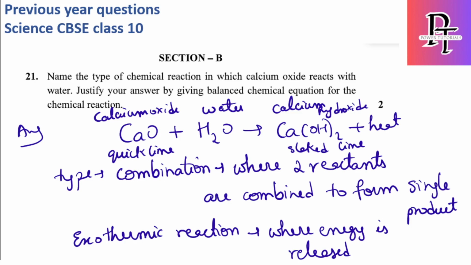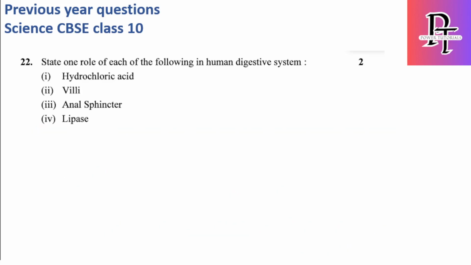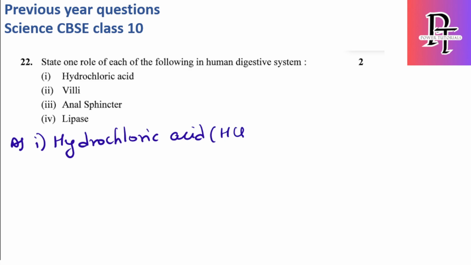Okay, let's solve the second one, that is 22nd question. So in the 22nd question, you can see they are asking state one role of each of the following in human digestive system. Okay, so first one, hydrochloric acid. Hydrochloric acid is represented in form of HCl, that is 1 H and 1 chlorine. So what is the role of this? It is present in stomach, or else I can say it is excreted by stomach.